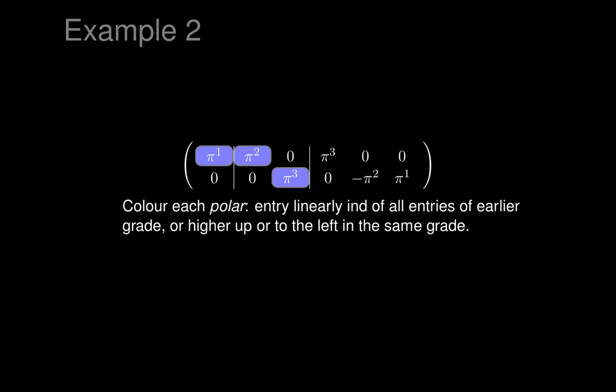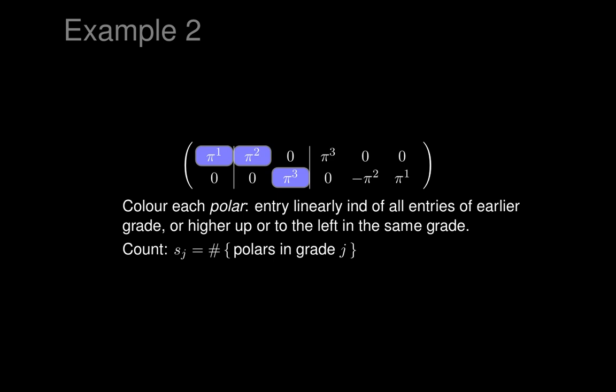In the lecture notes, they're colored. I don't think anyone else has ever colored them that I remember. So this is not a standard approach, but I think it may make it a little easier to spot them. So we then count how many polars there are in each grade. There's 1 polar in the first grade, and there are 2 polars in the second grade, and there are no polars in the third grade. Those are going to be the characters of the tableau.